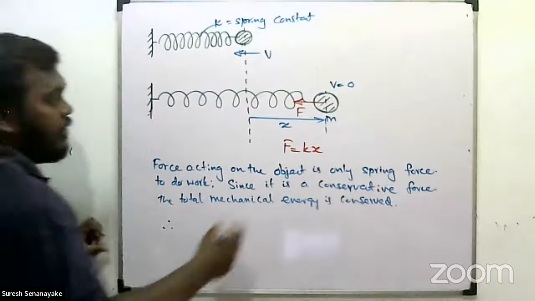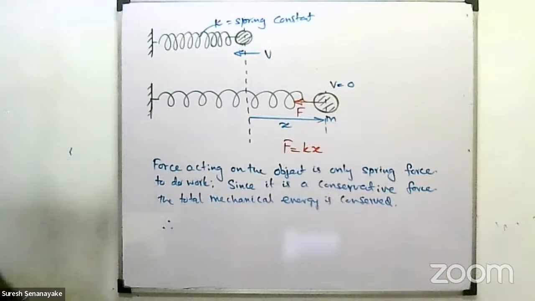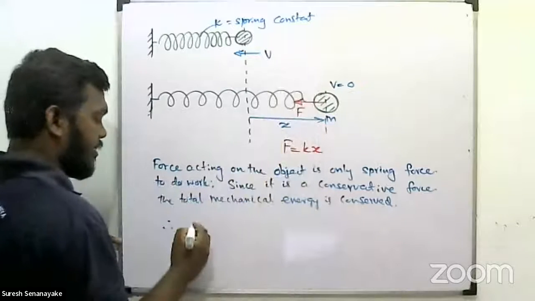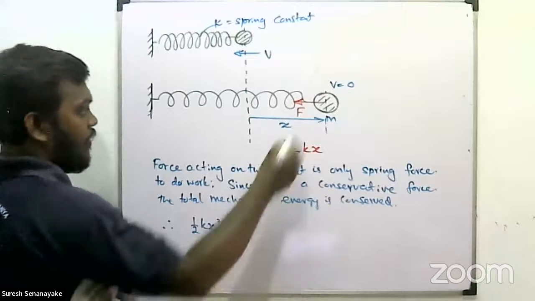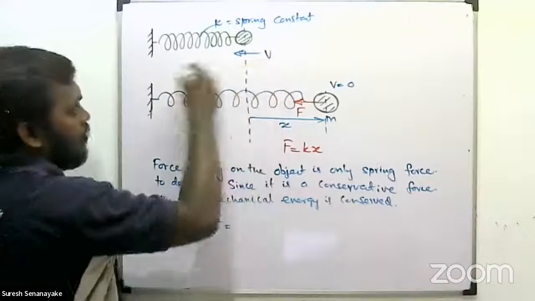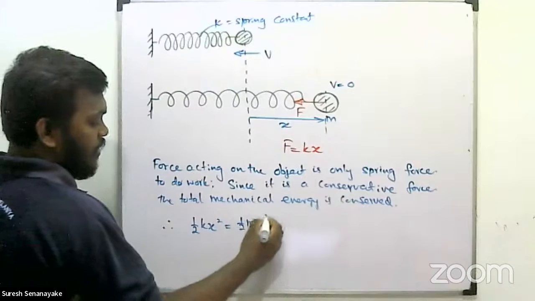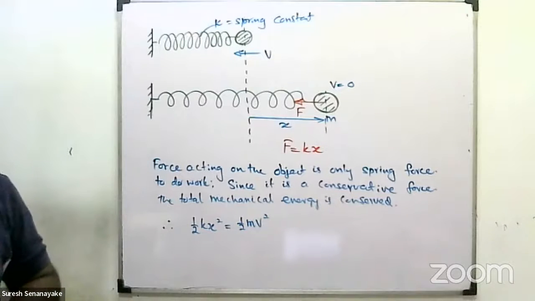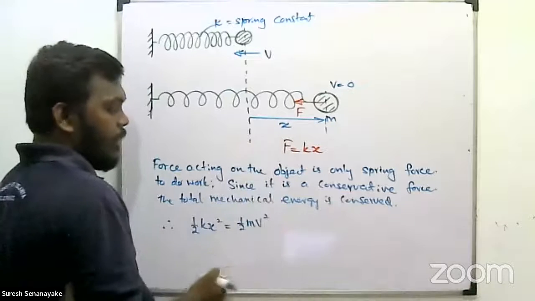What is the energy at this position? The kinetic energy is 0, and there is only the energy stored in the spring, which is half kx square. When it is released and comes to this position, moving with velocity v, the energy is half mv square. There is no potential energy, because the elastic potential is not there, since x becomes 0.